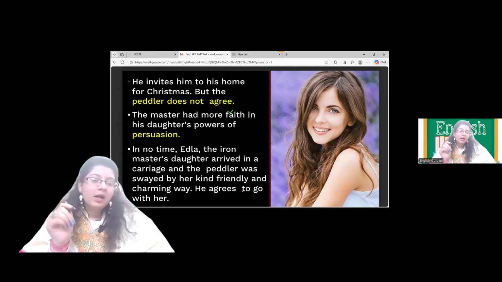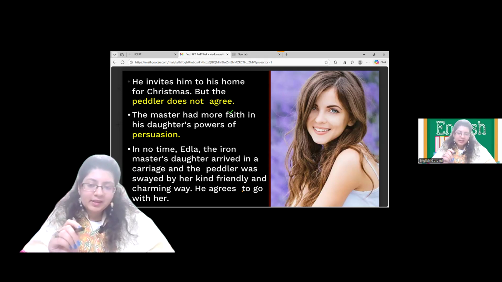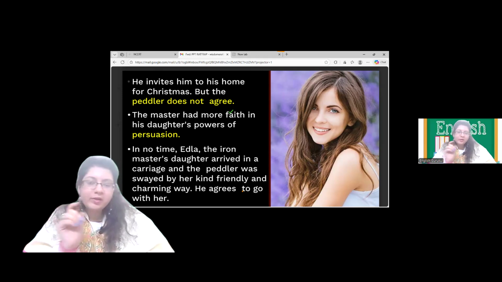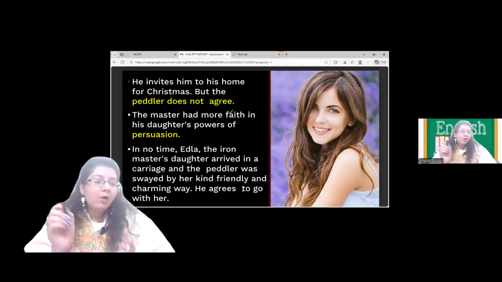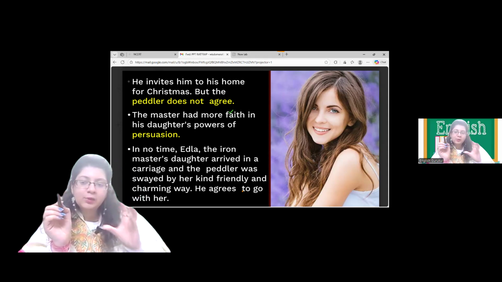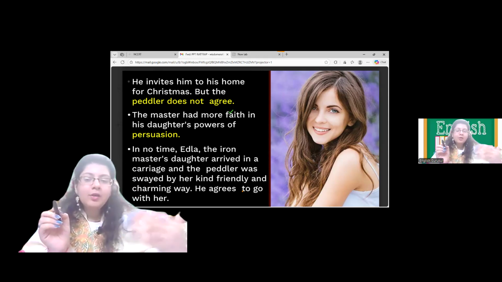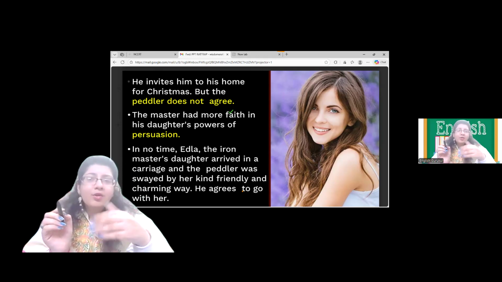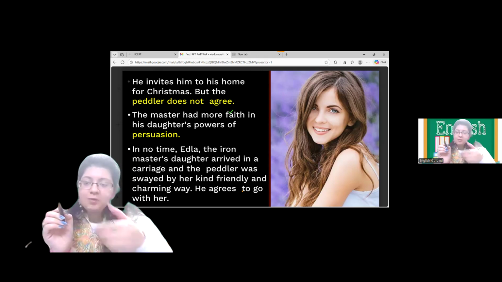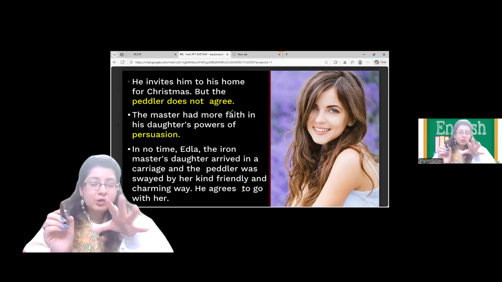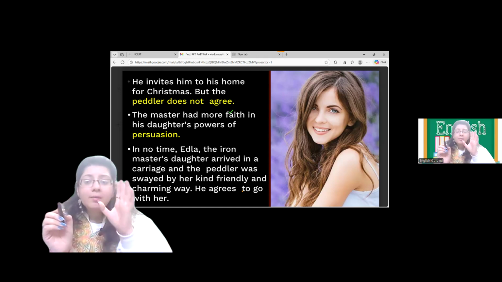Yeah. So as I have discussed about Edla Wilkinson, and see how beautiful the picture is, so you will remember better. So how Edla Wilkinson possessed the special power of persuading people. She could persuade anyone, like literally anyone, and nobody could say no to her. That was her speciality, right? And she was the daughter of the Iron Master, right?